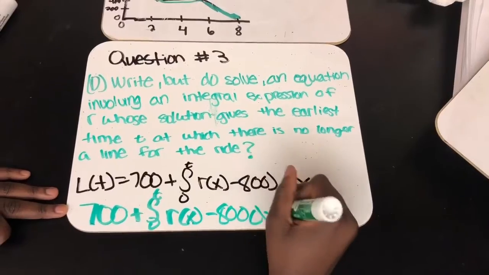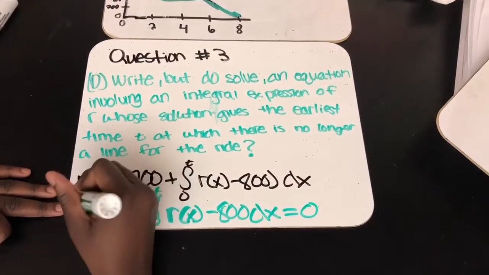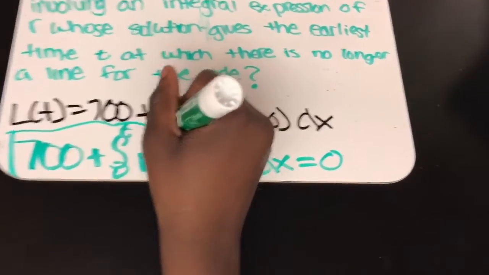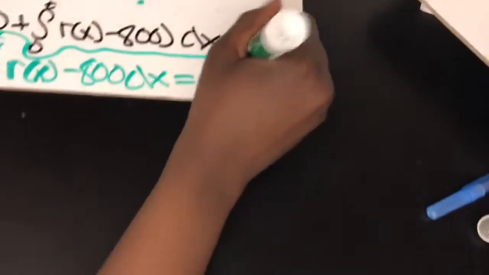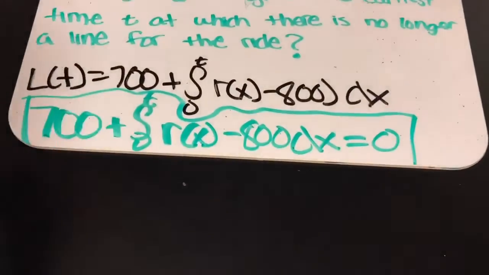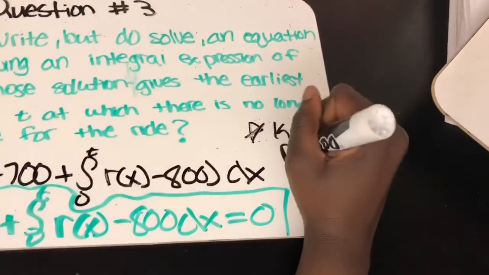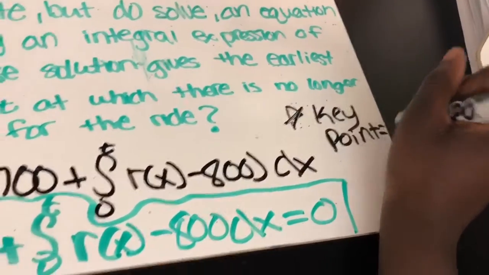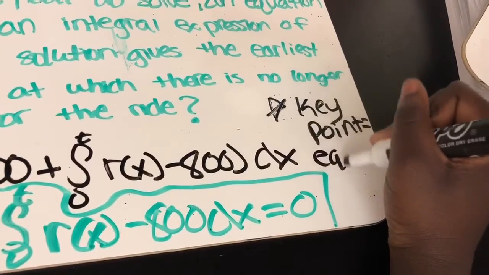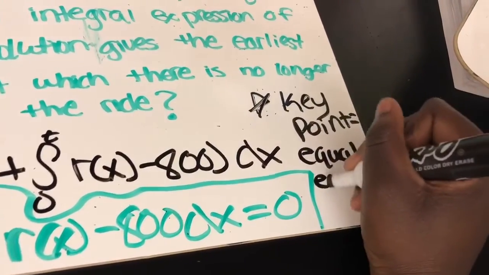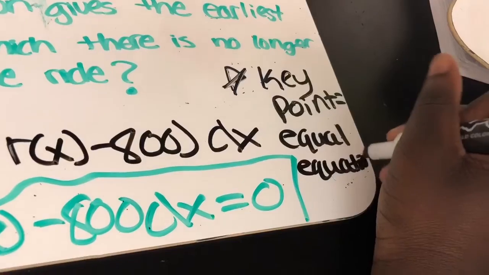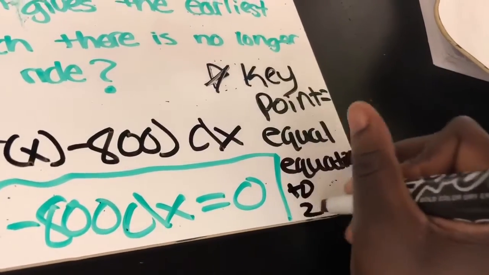So you see in the problem it says you want the integral to equal 0, and you do not have to solve it. It says write but do not solve. So you do 700 plus the integral of 0 to t r of x minus 800 d of x is equal to 0. And that's basically the answer. This problem is very simple. It just wants you to write the equation but not solve it.